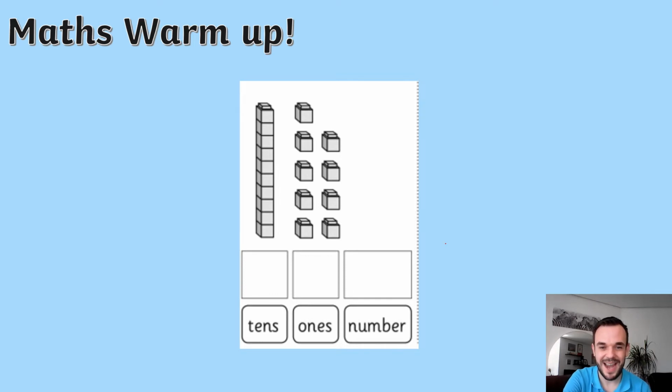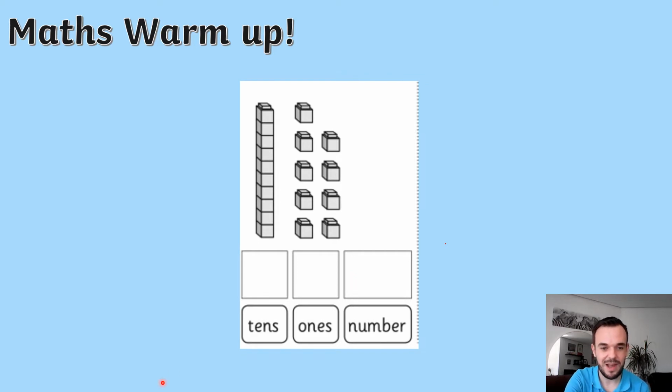Okay, once again, we have got a 10. Here's the 10. And we've got lots of 1s. Write how many 10s you can see, how many 1s you can see, and then write the number. Okay, have a good go and come back when you have got an answer.